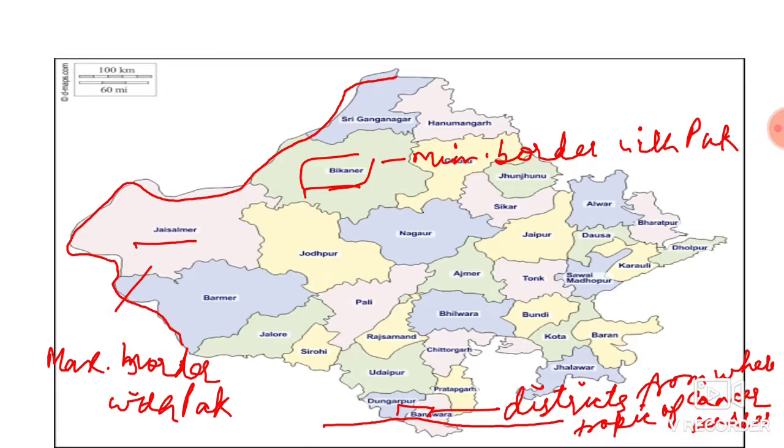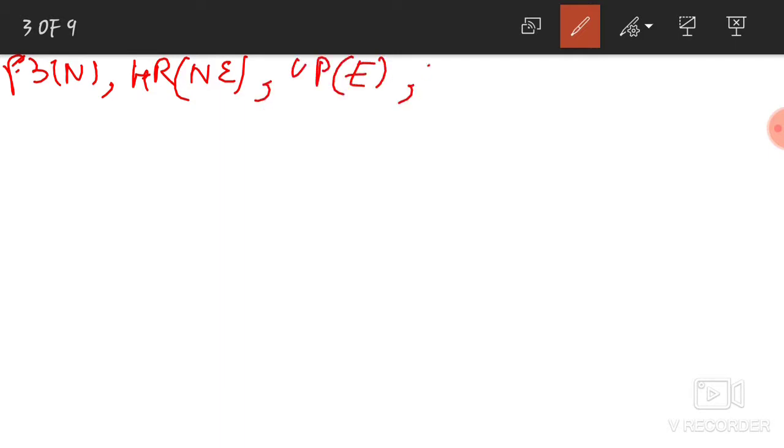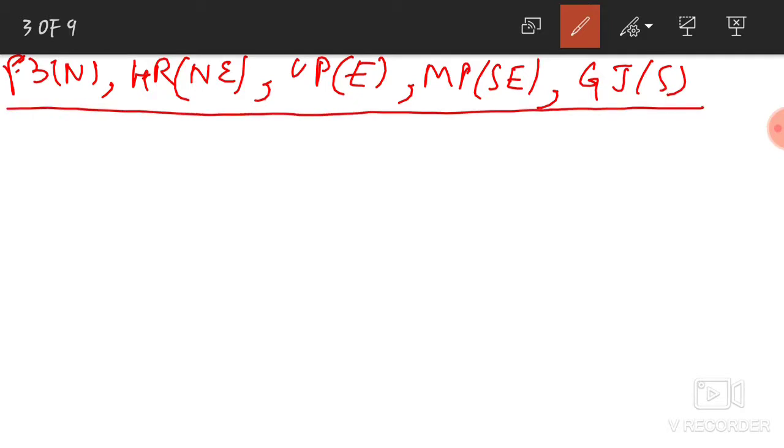Now we will be discussing which states share their boundary with Rajasthan. Punjab in the north, Haryana, I'll show you on the map, Haryana in the northeast, Uttar Pradesh in the east, Madhya Pradesh in the southeast, and Gujarat in the south. So these are the states that share their boundary with Rajasthan.